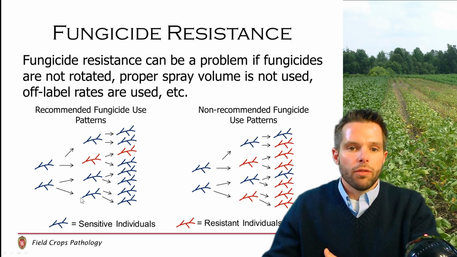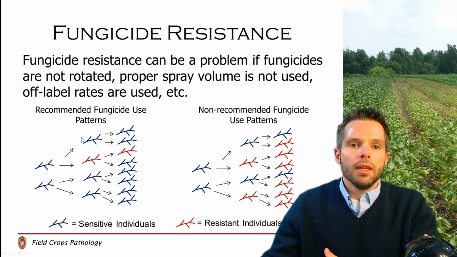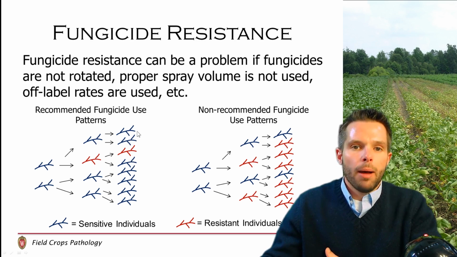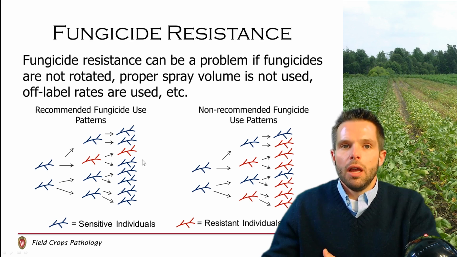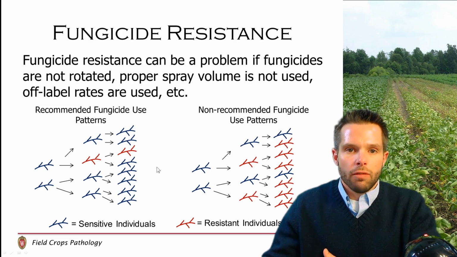We would like to preserve the situation on the left-hand side of your screen, where yes, we do have some resistant individuals which could pop up, but we keep the selection pressure towards the sensitive individuals. And so we're rotating different modes of action in our fungicide program. We're using the proper spray rates, proper spray volumes, and those sorts of things to preserve this situation.